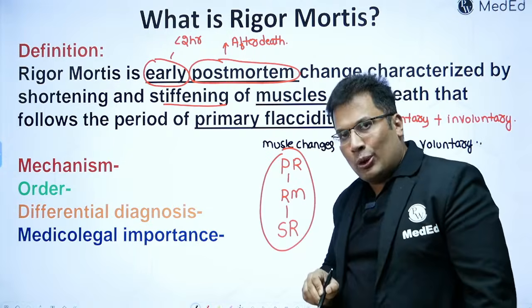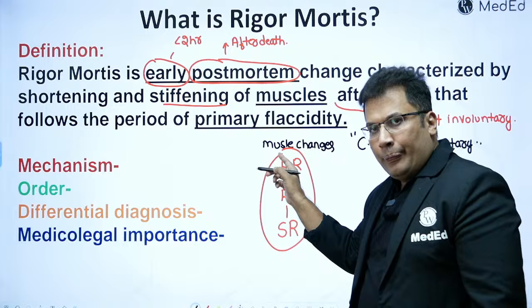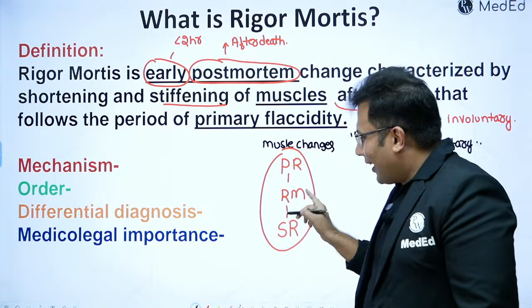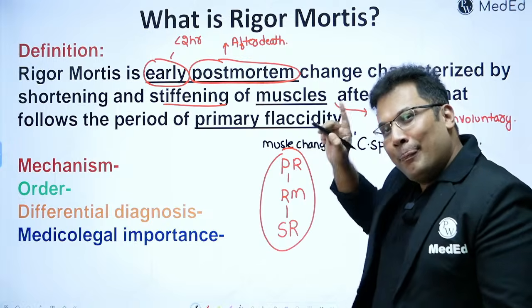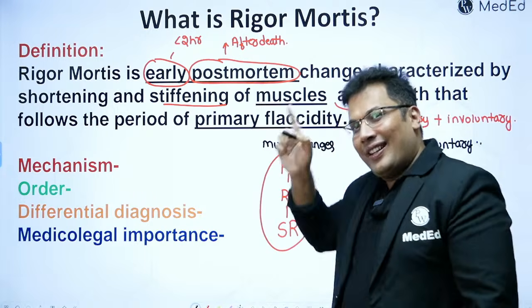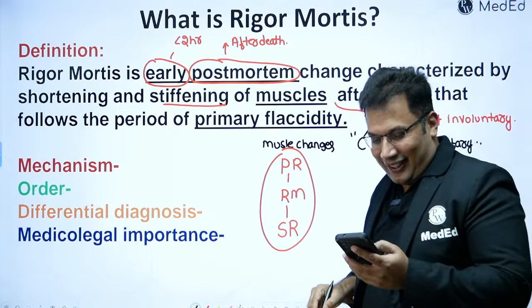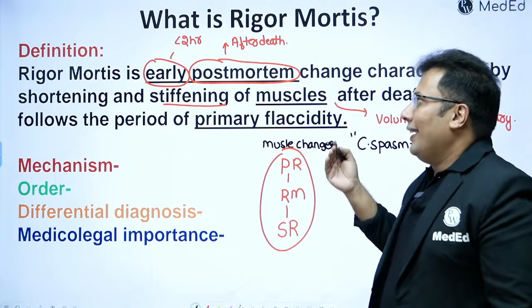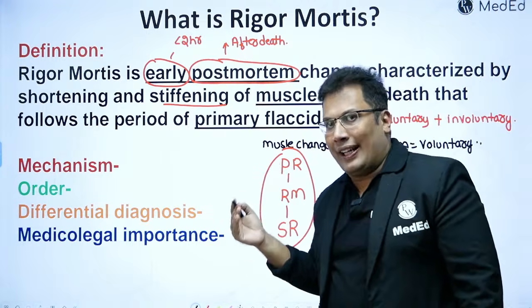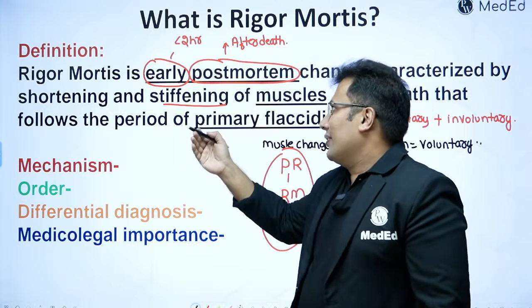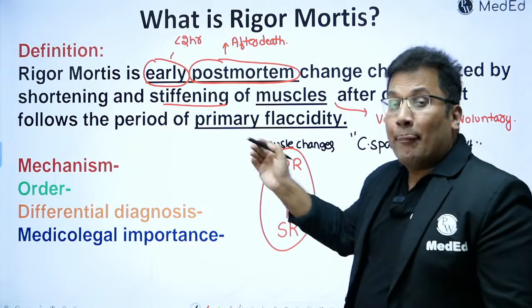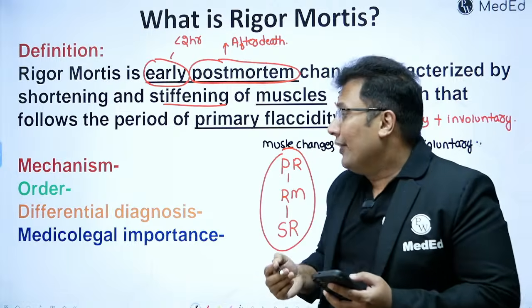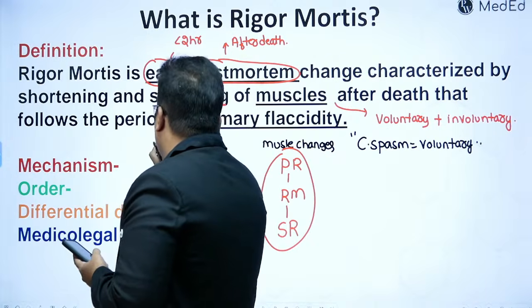So all of you write in the chat box: muscle is equal to PR, RM, SR. Write this in the chat box. Very important. This is about the definition. I hope you understood rigor mortis as an early postmortem change. Now, the mechanism: why does rigor mortis occur in a dead body? Basically because of ATP depletion.